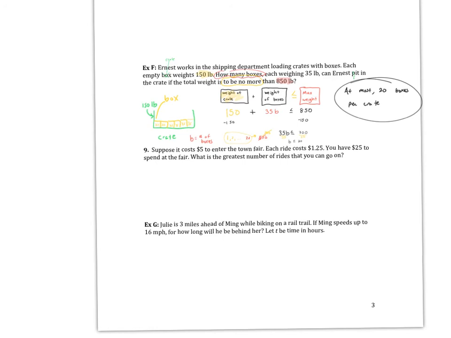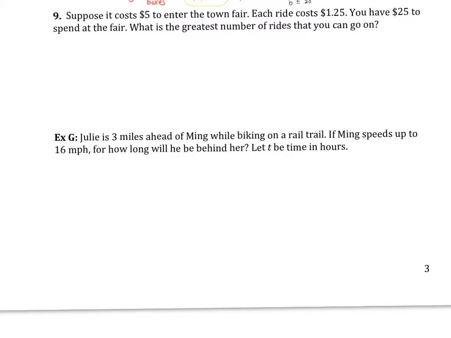Now let's look at this next problem here. Example G. Julie is 3 miles ahead of Ming while biking on a rail trail. If Ming speeds up to 16 miles per hour, for how long will he be behind her? Let T be time in hours. Now, here's the one problem: we do not know how fast Julie is going. That's a misprint, I forgot to put that in. So let's go ahead and put in that she is currently traveling 11 miles per hour.